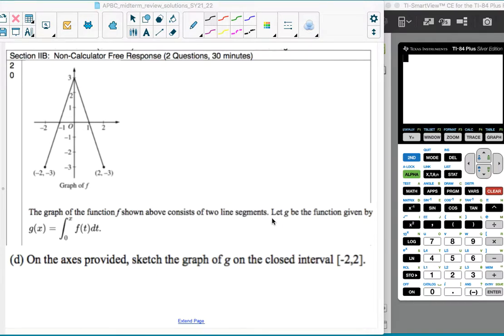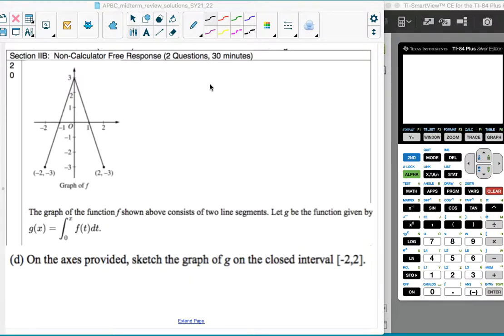All right, this is AP BC Calculus. We're doing midterm review, and this is free response 20D, which is non-calculator. So on the axes provided, and that's my bad because I forgot to provide the axes in your review packet, but on the axes, sketch a graph of g on the closed interval from -2 to 2.